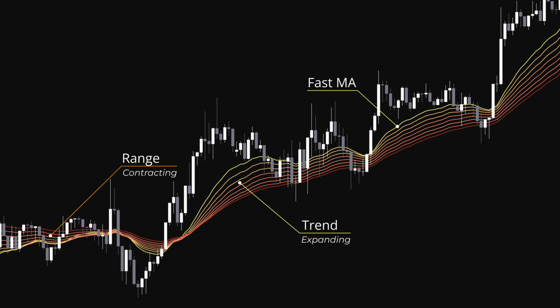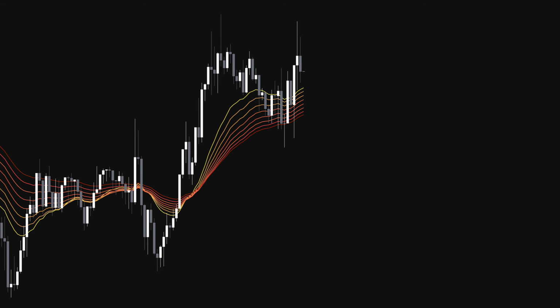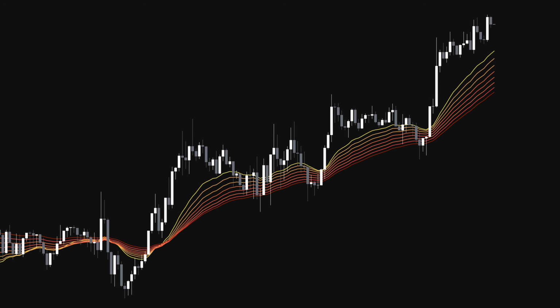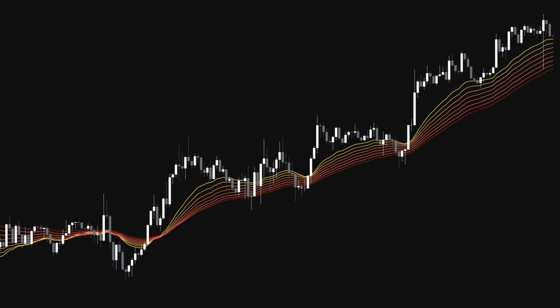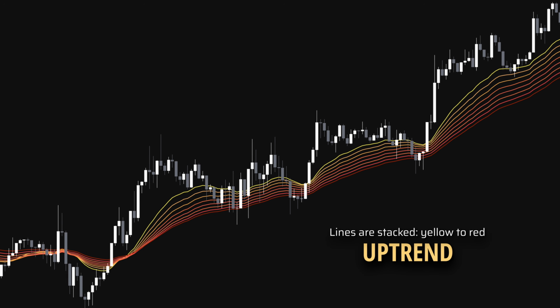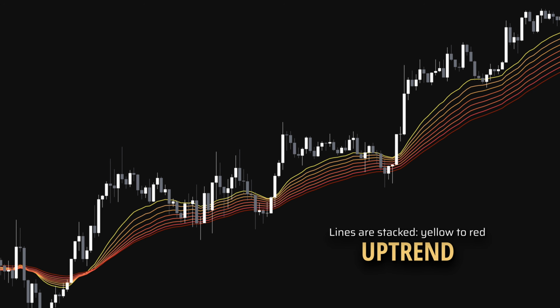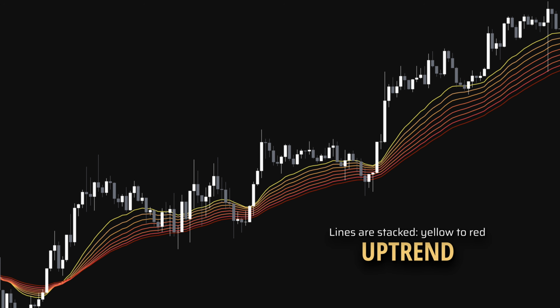The colors run from yellow on the fastest average down through orange to dark red on the slowest. They're fixed. They don't change with the trend, so you read direction from the order of the lines, not the colors. When the yellow fast lines are on top and everything's stacked in sequence down to dark red, price is in an uptrend. That's all you need to run the 3 strategies, so let's get into them.